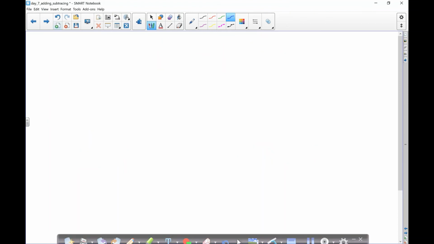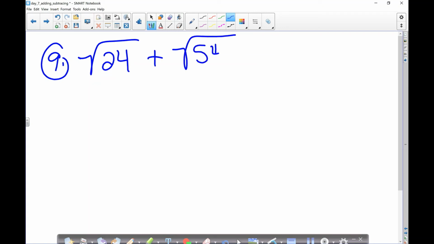So I am going to add one more. We're going to do the square root of 24 plus the square root of 54. So when I'm looking at these, I'm like, those are definitely not the same. I can't add them together. But if we really look at those, you should realize that 24 and 54 are not in simplest form like we did last week. So we have to simplify those first.